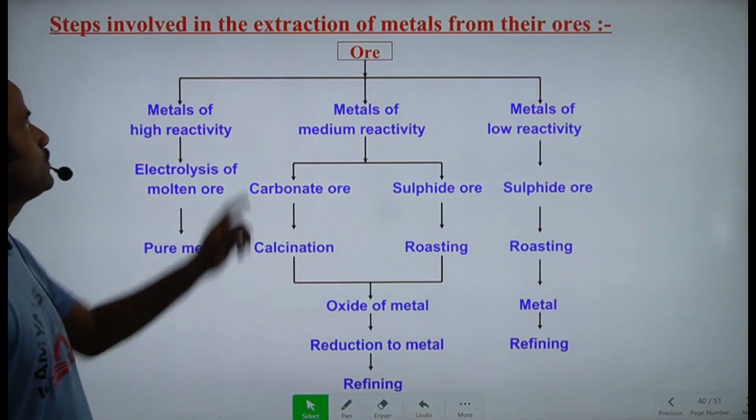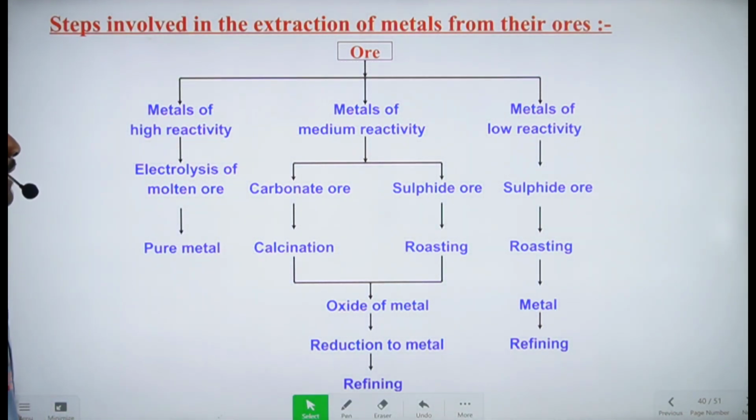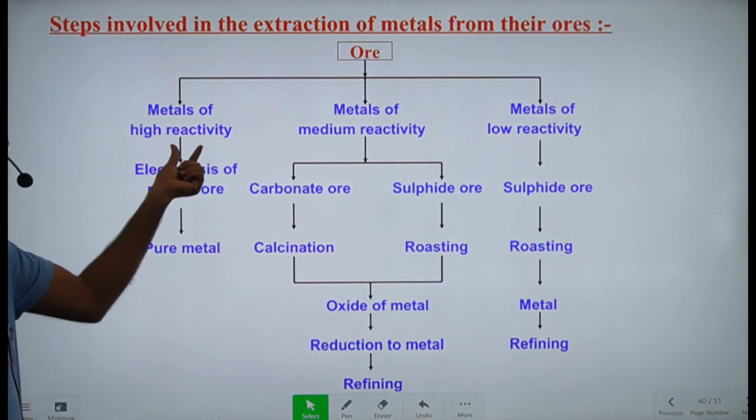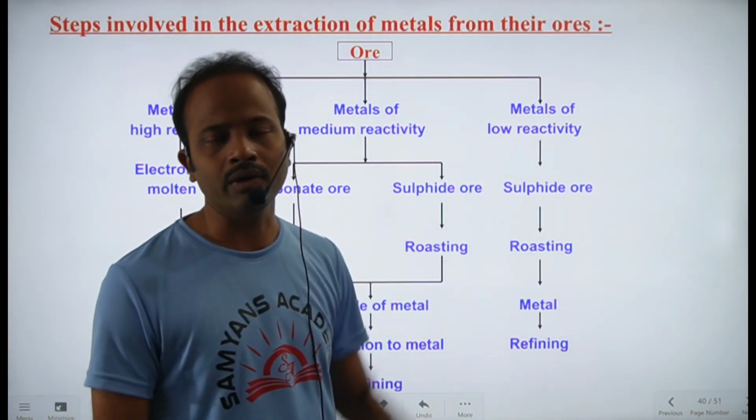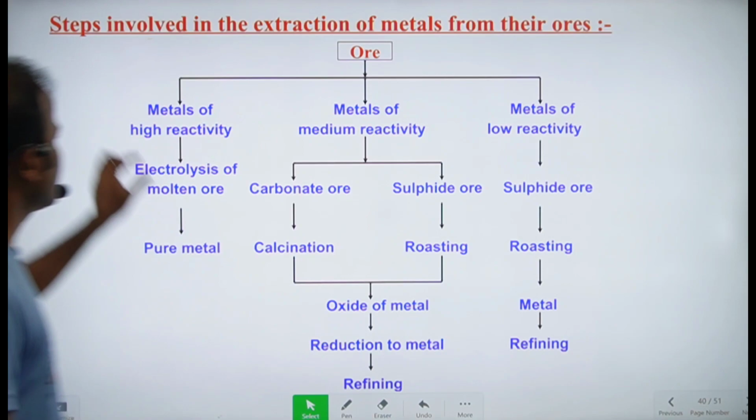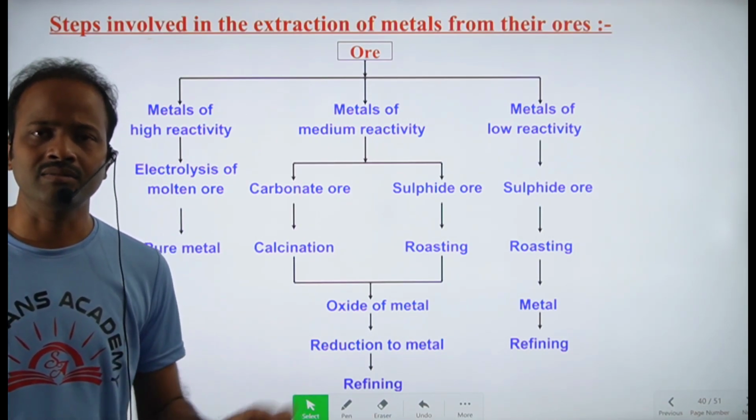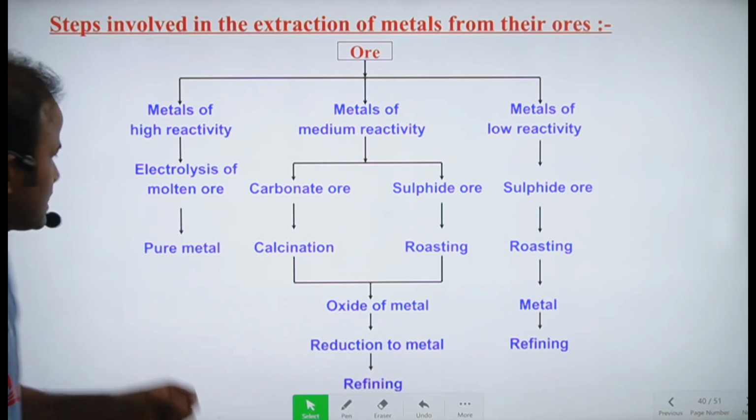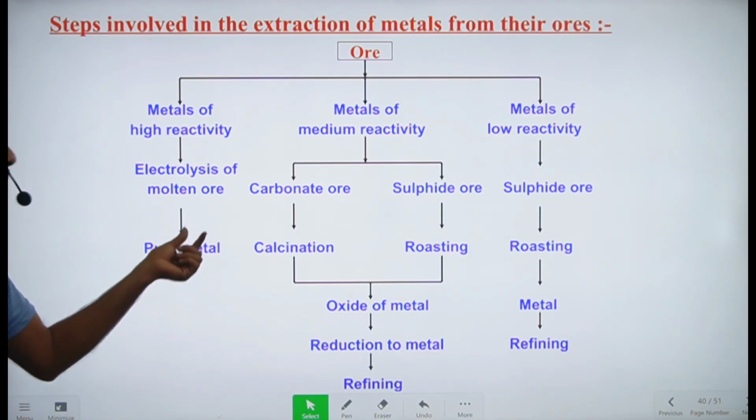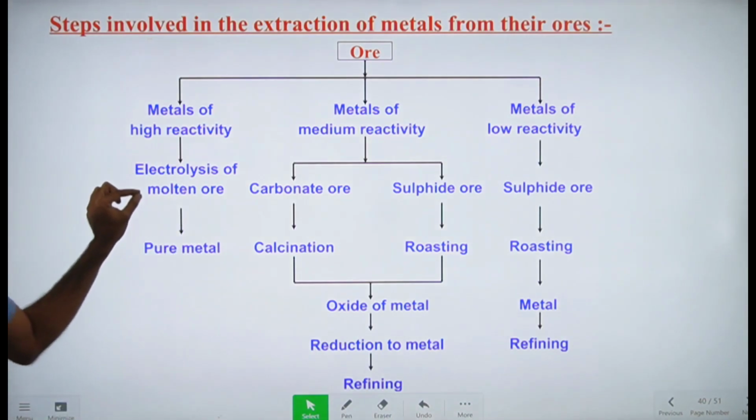Now the steps involved in the extraction of metals from their ores. We can classify metals into three types: metals of high reactivity, metals of medium reactivity, and metals of low reactivity. Metals of high reactivity, generally sodium, potassium, and magnesium, occur as salts of chlorides and sulfates, and we can separate them by electrolysis of the molten ore.